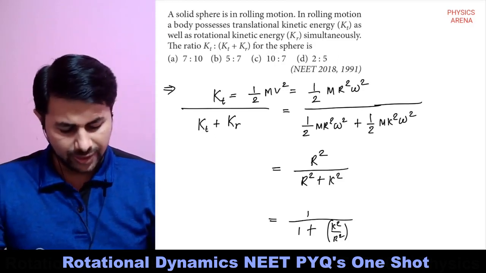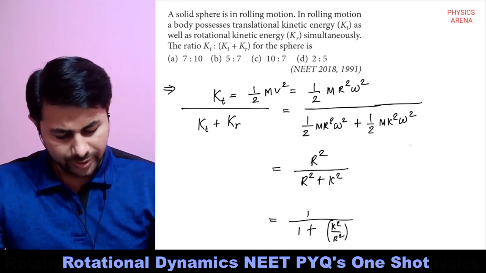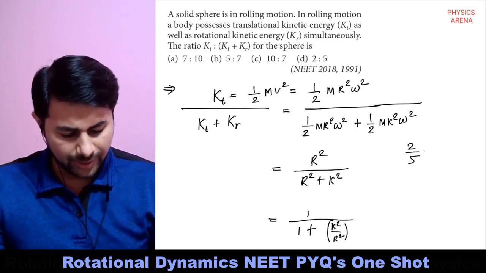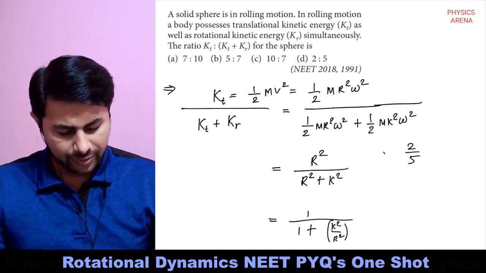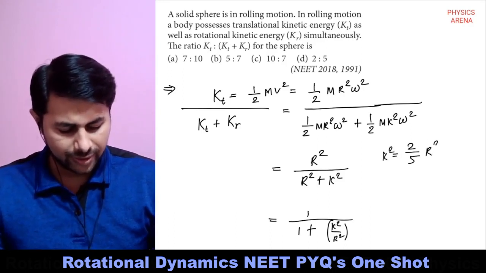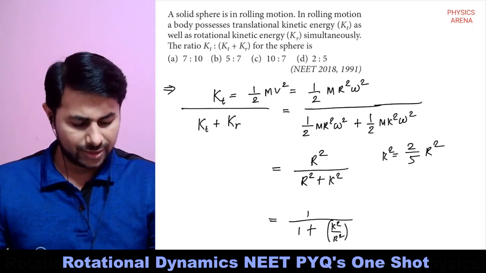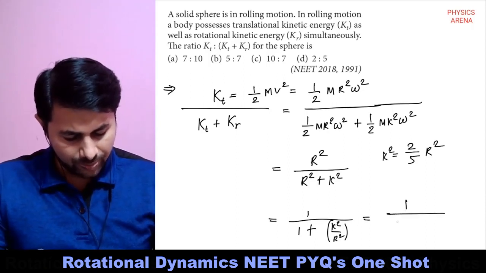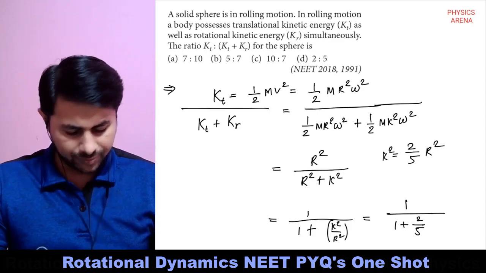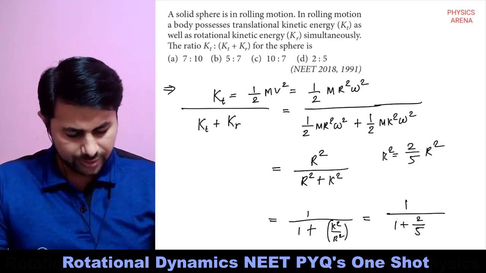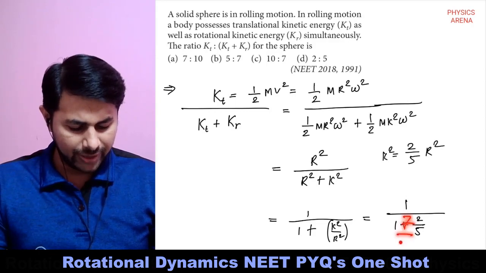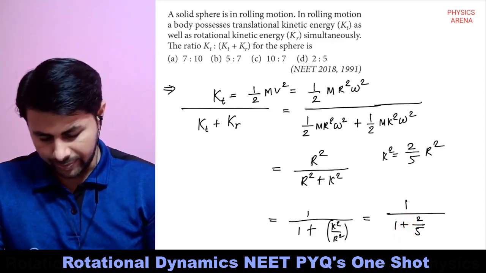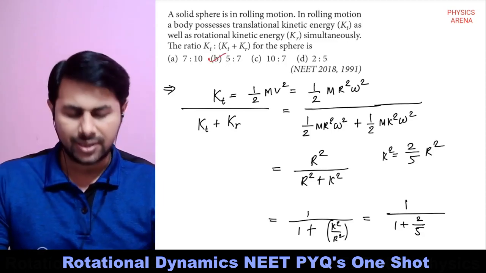Okay, and how much is k for solid sphere? Sorry, k square will be equal to 2 by 5 r square, because k is equal to root 2 by 5 r. So we can substitute that. So this is 1 upon 1 plus 2 by 5, or it is 1 upon 7 by 5. So it is 5 by 7. Option B is the answer.